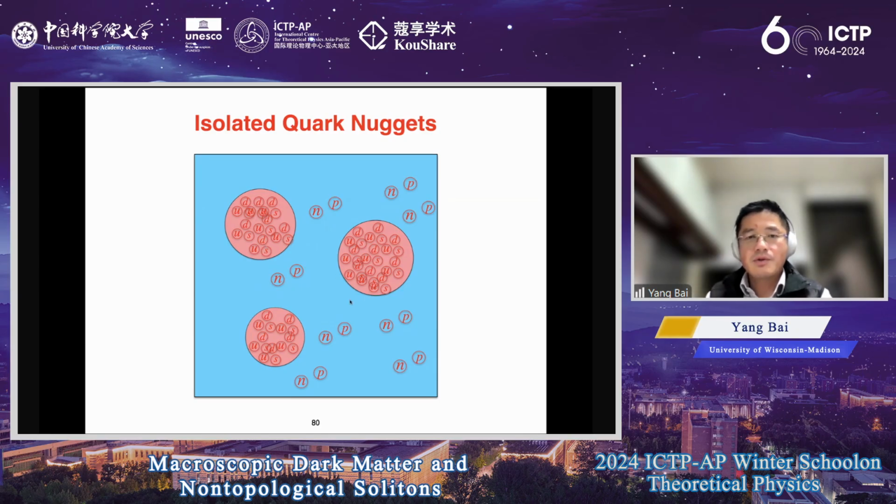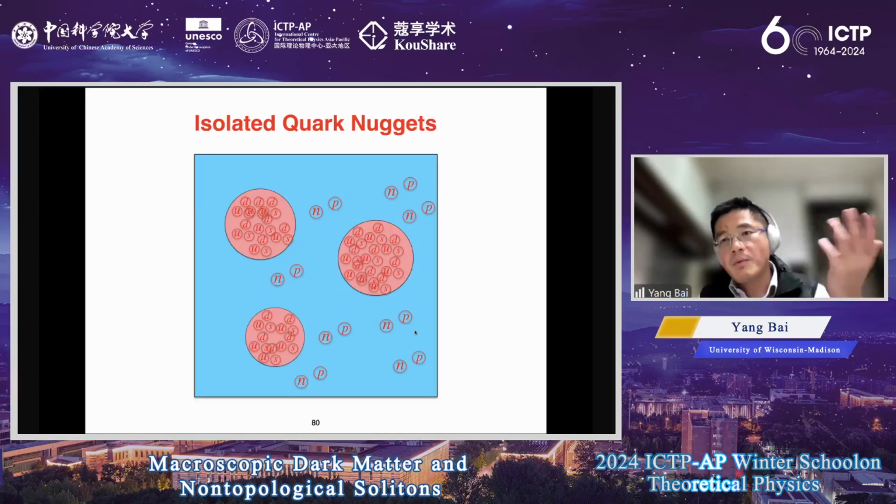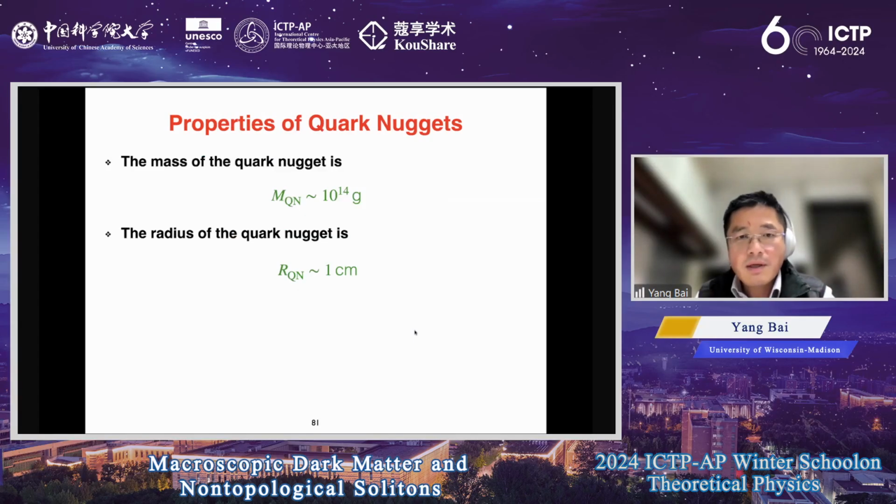So gradually they will shrink, and then they can form the quark nuggets, and outside you have ordinary neutron and proton, for example. So this will be one possible way to form. If you use this one possible way, you can estimate the generic quark nugget mass, and based on this simple order of magnitude estimation, you will get the mass to be like 10 to the 14 gram, and the radius is tiny, 1 centimeter, so it's tiny, but very heavy.